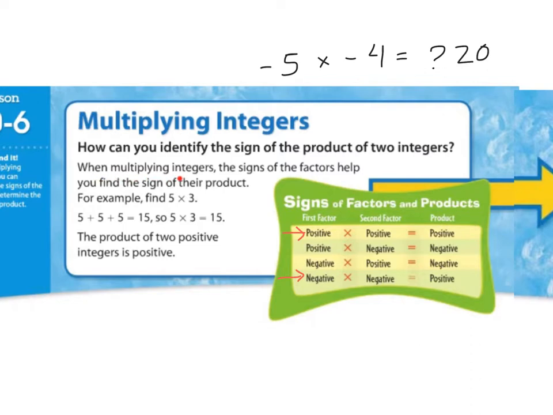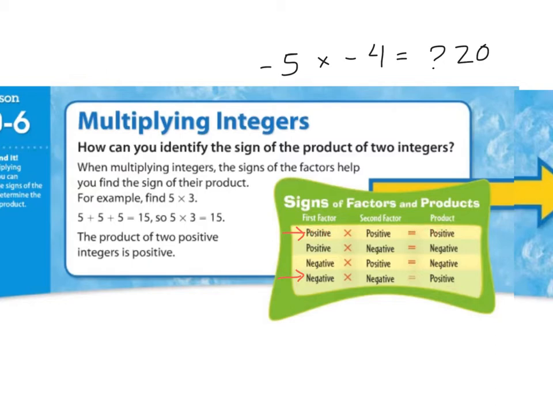When multiplying integers, the signs of the factors help you find the sign of the product. So we should be looking at the sign in front of the numbers. For example, 5 groups of 3, 5 times 3, is 5 plus 5 plus 5. There are three 5s, which equals 15. So 5 times 3 is 15. We already know how to do that. So the product of two positive integers is positive. What we just did is located right here.